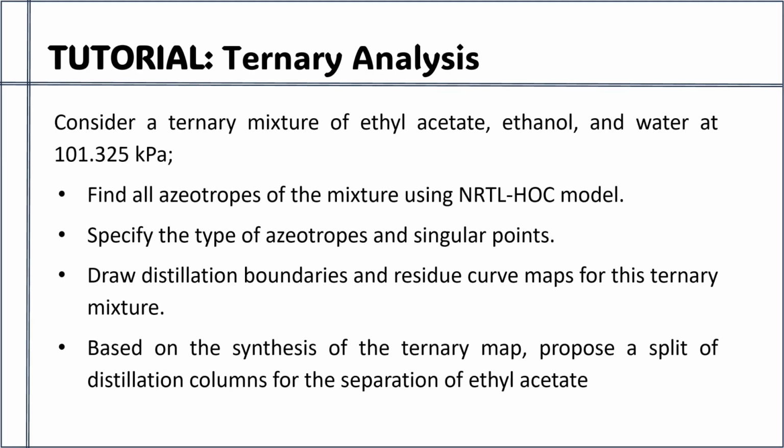For the ternary analysis, let's consider the following case study. Consider a ternary mixture of ethyl acetate, ethanol and water at 101.325 kilopascal. You are asked to find all the azeotropes of the mixture using the NRTL-HOC model. Specify the type of azeotropes and singular points, draw distillation boundaries and residue curve maps for this ternary mixture, and based on the synthesis of the ternary map, propose a split of distillation columns for the separation of ethyl acetate. So let's open Aspen Plus and solve this exercise.